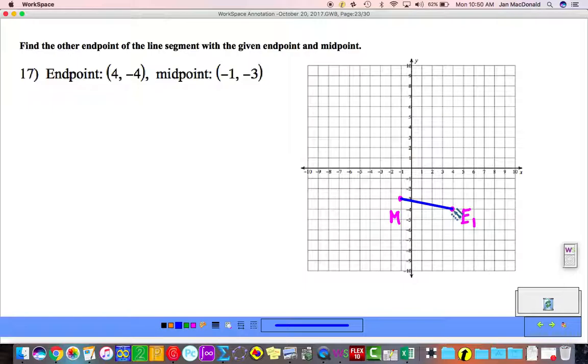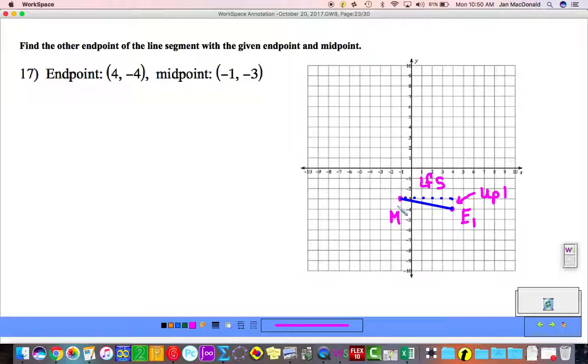If I asked you for a set of directions to get from endpoint 1 to the midpoint, hopefully you would see that I could go up 1 and to the left 1, 2, 3, 4, 5. So again, if I asked for a set of directions to get from the endpoint to the midpoint, you would say, oh, go up 1 and then go left 5.